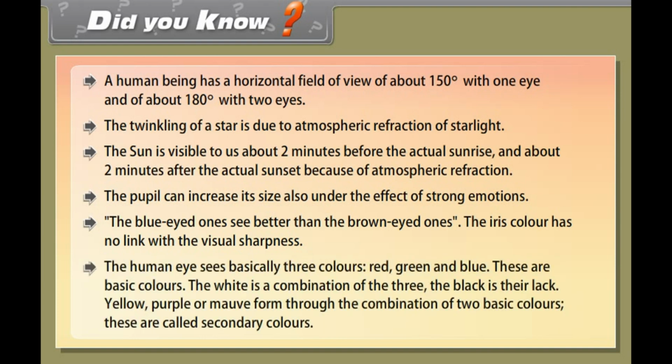The human eye sees basically 3 colors: red, green, and blue. These are basic colors. White is a combination of the 3. Black is their lack. Yellow, purple, or mauve form through the combination of 2 basic colors. These are called secondary colors.